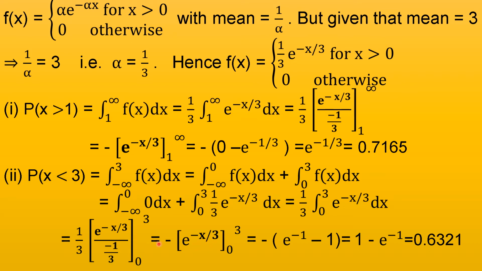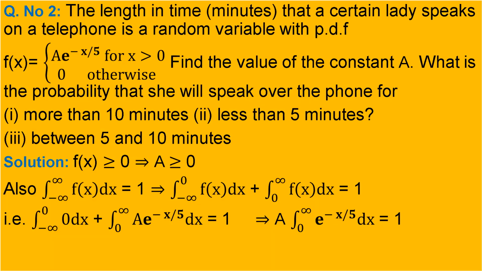So it will be minus of e power minus 3 by 3, which is minus 1, and minus e power 0 means 1. So it will be minus e power minus 1 plus 1, that is 1 minus e power minus 1. Use the calculator. Its value will be 0.6321. So the probability that x will be less than 3 is 0.6321, or in percentage it is 63.21%.